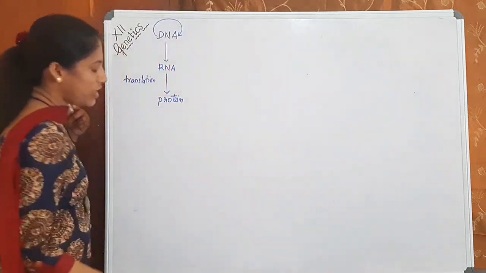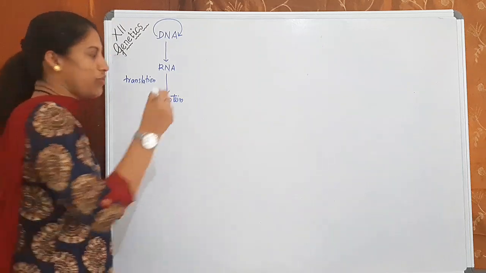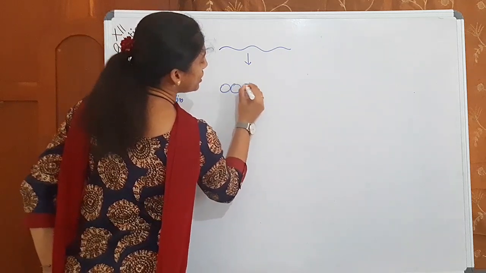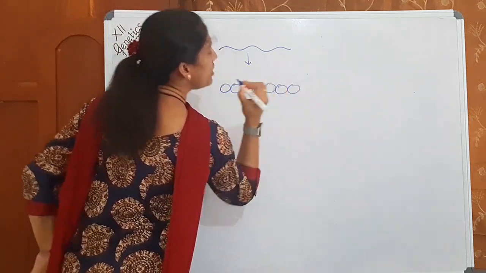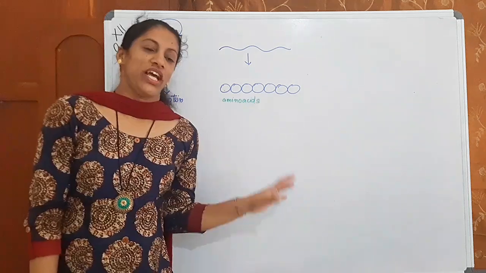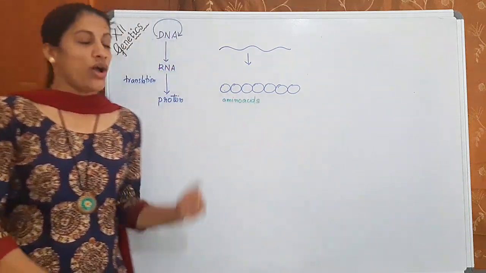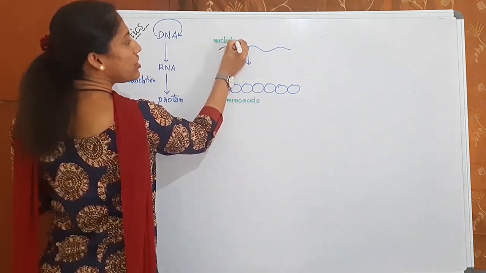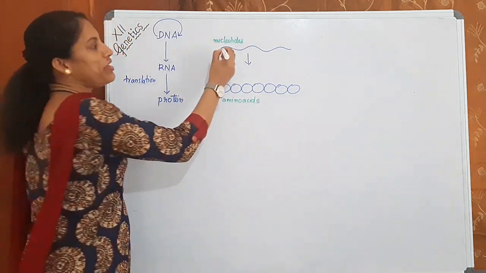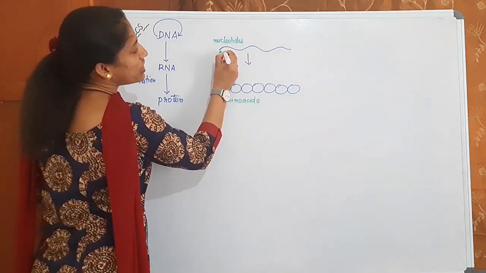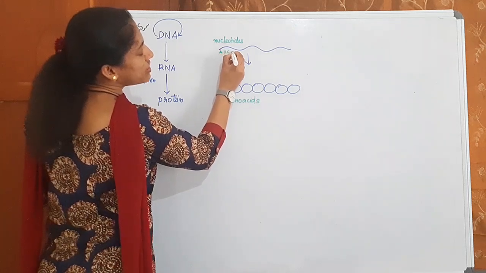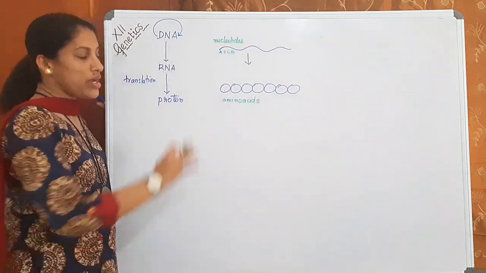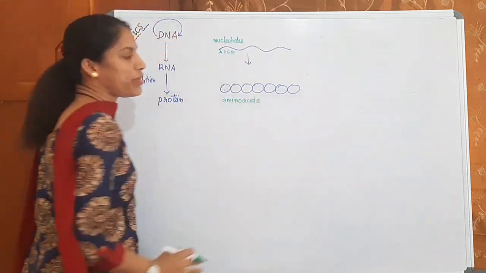Our topic. So for translation, RNA is there. It should be converted to protein. So what is a protein? A protein is a chain of amino acids. What is RNA? A chain of nucleotides. That means it is made up of a number of nucleotides, adenine nucleotide, uracil nucleotide, cytosine nucleotide, guanine nucleotides, joined together. Whereas protein is made up of a number of amino acids.